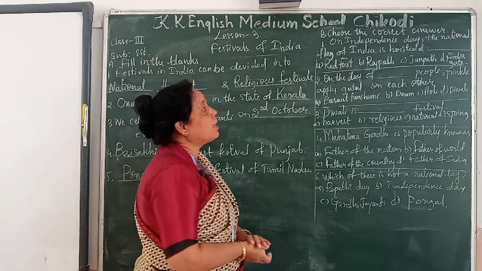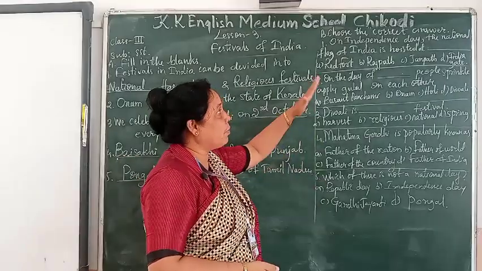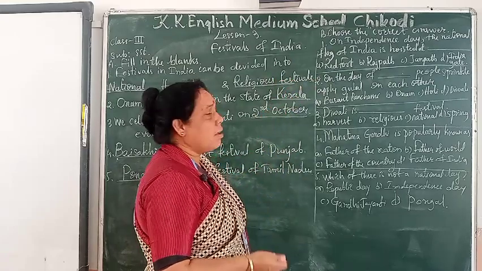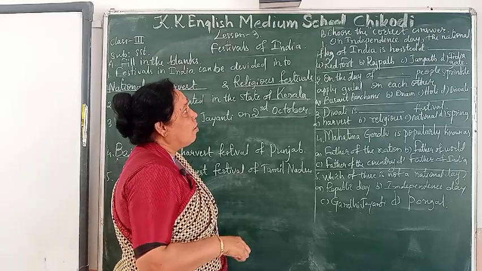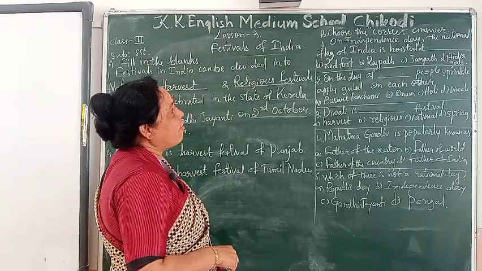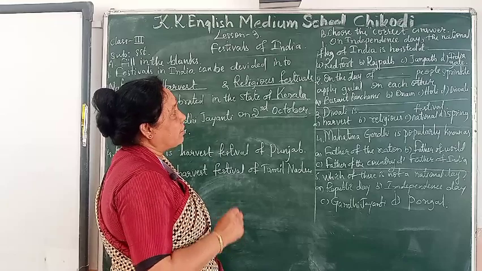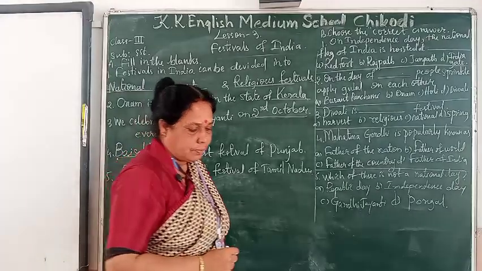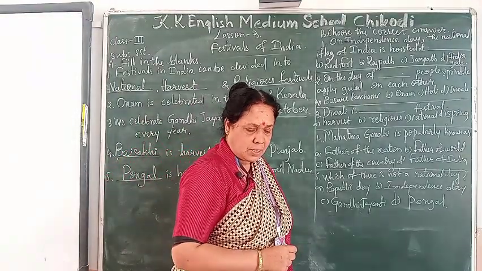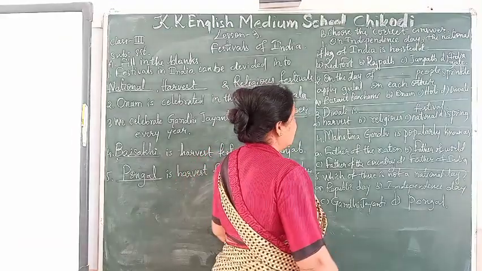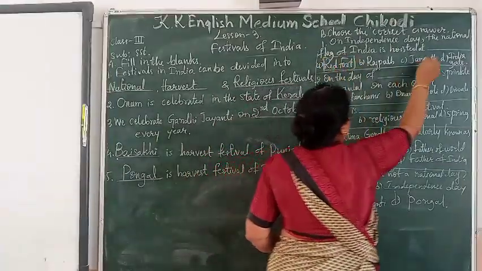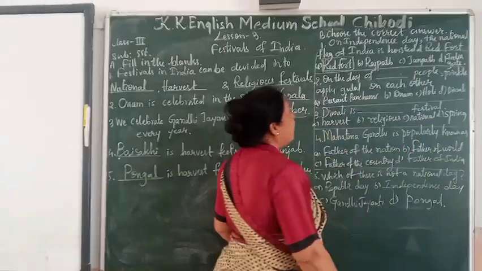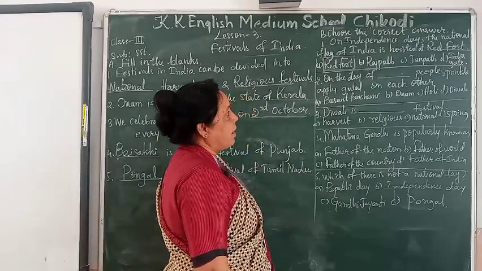Next, choose the correct answers. Here I have already written the sentences and options. Now you have to choose the correct option and fill the blank or put a box for the correct answer. On Independence Day, the national flag of India is hoisted at where? The options are Red Fort, Radford, Jaipur, and India Gate. The answer is Red Fort. Write down here Red Fort. Yes, on Independence Day, the national flag of India is hoisted at Red Fort.